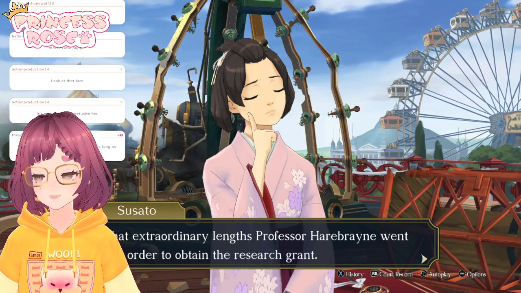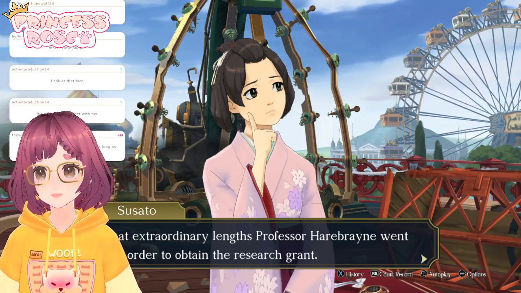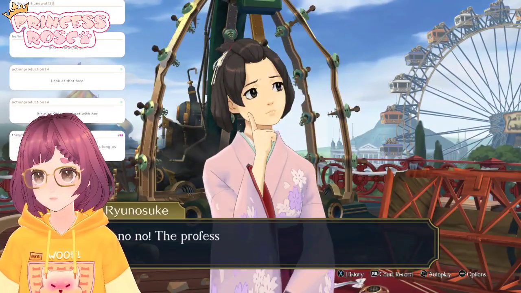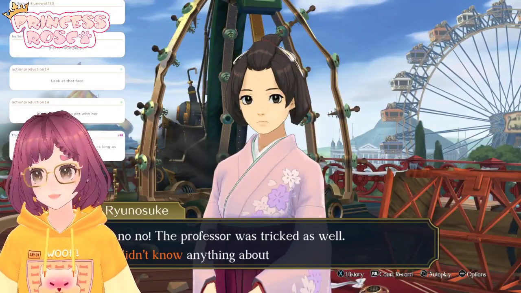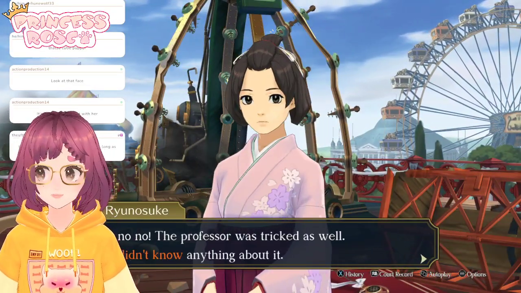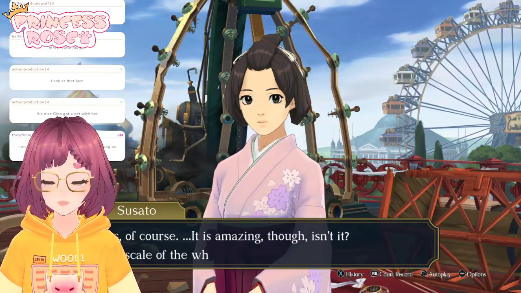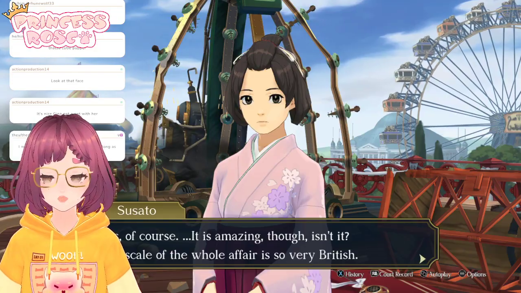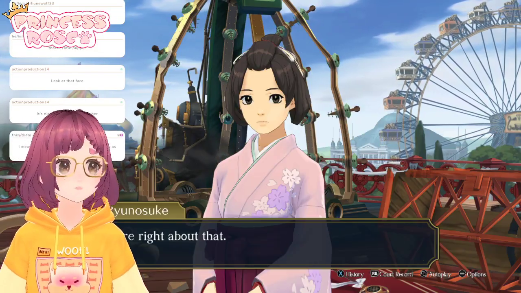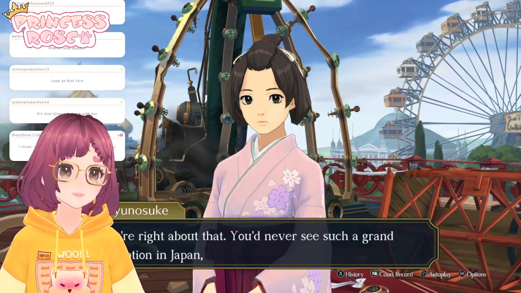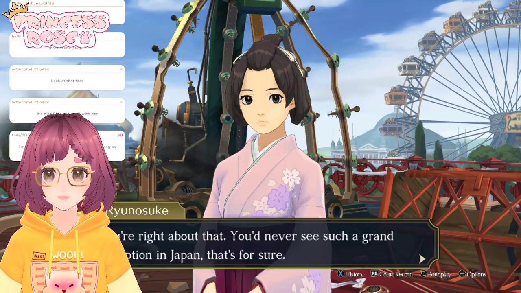What extraordinary lengths Professor Harebrain went to in order to obtain the research grant. No, the professor was tricked as well. He didn't know anything about it. Yes, of course. It is amazing though, isn't it? The scale of the whole affair is so very British. You're right about that. You'd never see such a grand deception in Japan, that's for sure.